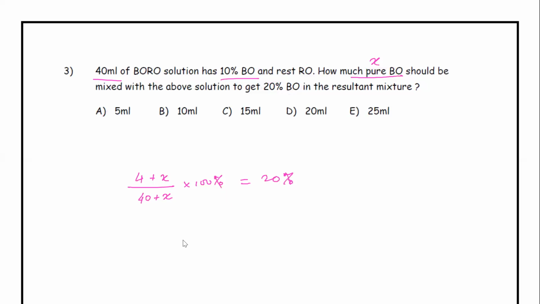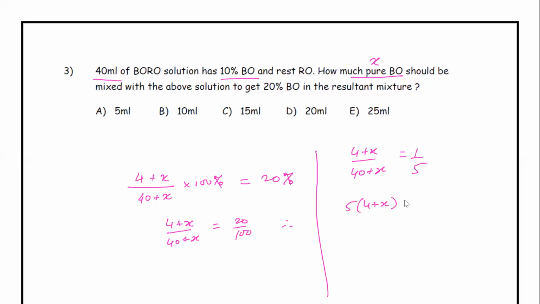So percent goes 4 plus x upon 40 plus x is equal to 20 by 100. Therefore, 4 plus x upon 40 plus x is equal to 1 by 5. Cross multiply. 5 into 4 plus x is equal to 40 plus x. 20 plus 5x is equal to 40 plus x. 4x is equal to 20, x is equal to 5. Okay, you got your answer.